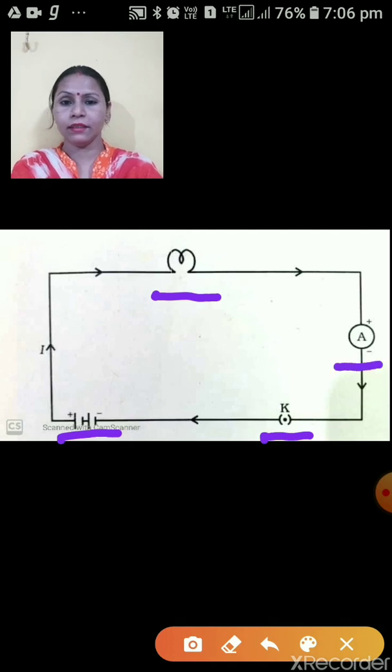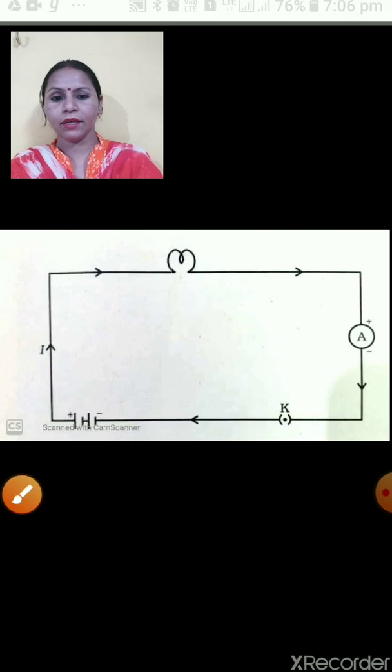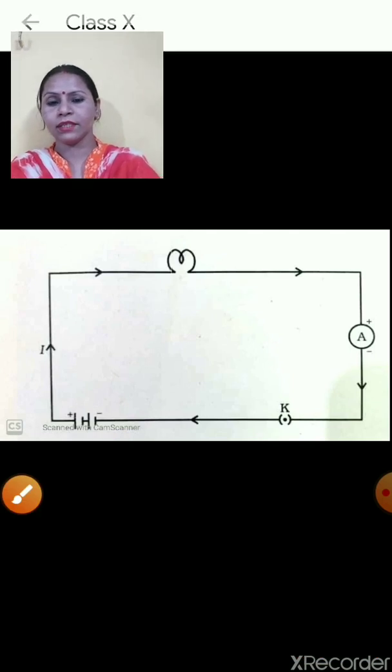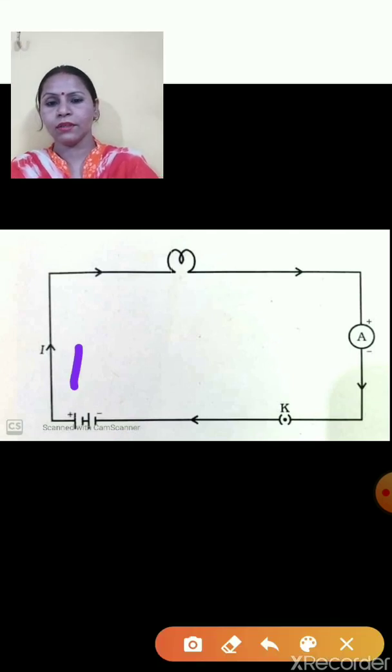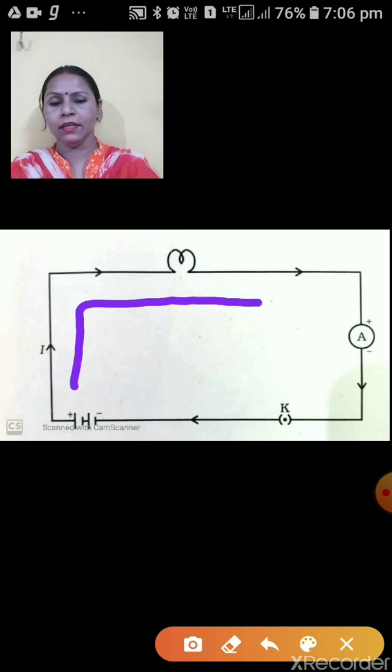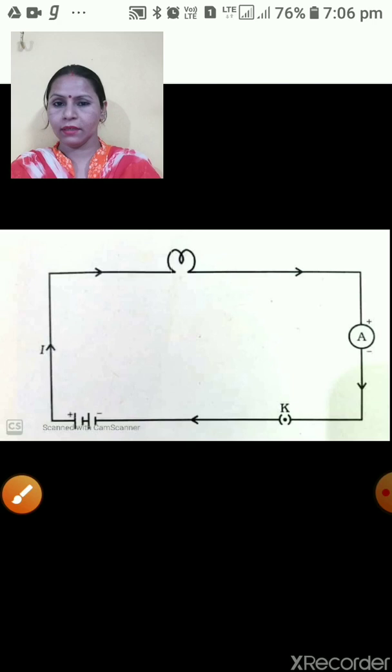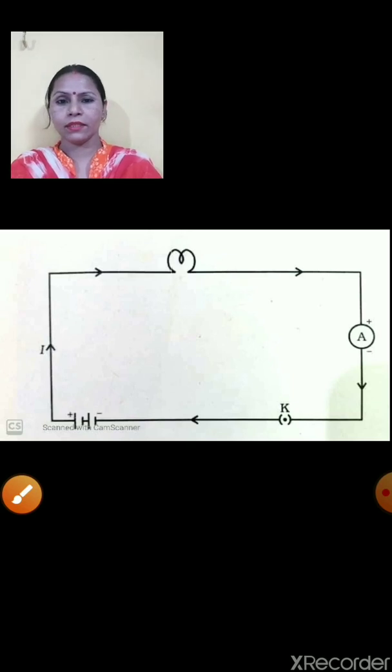Here you can see another symbol. It has the letter A. This is the symbol of ammeter. Ammeter is the device or instrument which measures the amount of current. Now after all these things, you can see some arrows here. With the help of these arrows, we can show the flow of current. Now this is the electric circuit diagram.